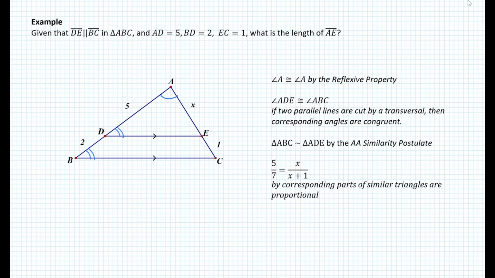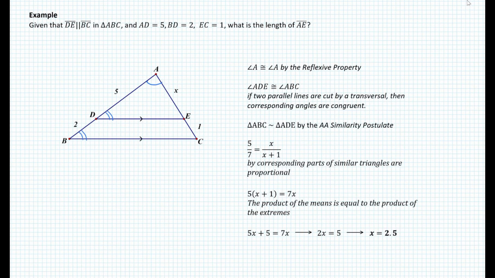Now, since the two triangles are similar, we can express a proportion. Basically, 5 over 7, 7 being 5 plus 2, is equal to x over x plus 1, because corresponding parts of similar triangles are proportional. So all we need to do here is cross multiply to obtain 5 times quantity x plus 1 equals 7x. Well, we know that is true because the product of the means is equal to the product of the extremes. And then we simply solve for x.